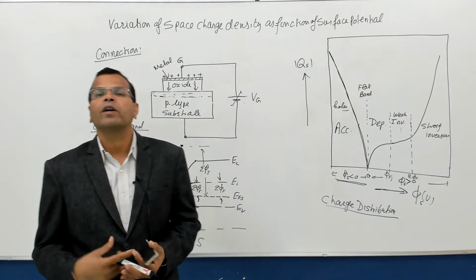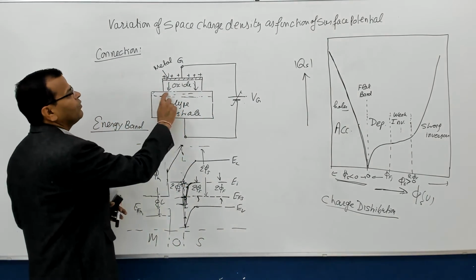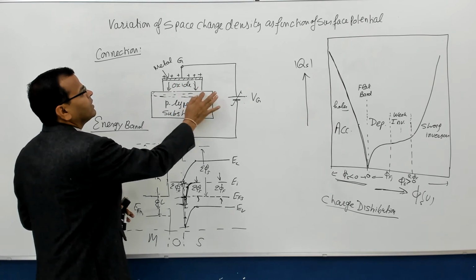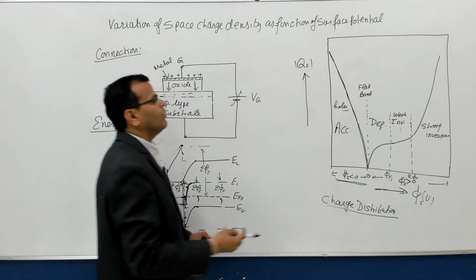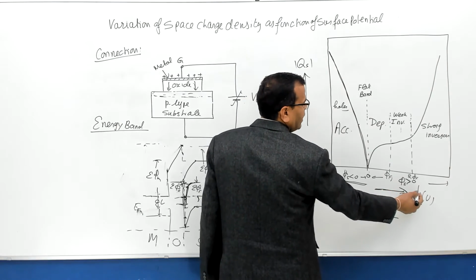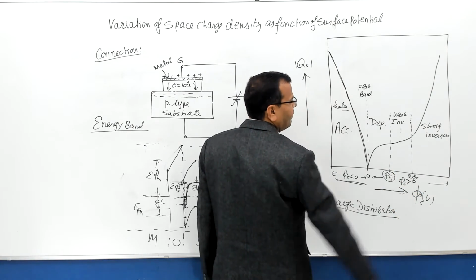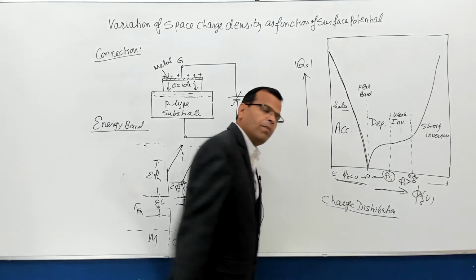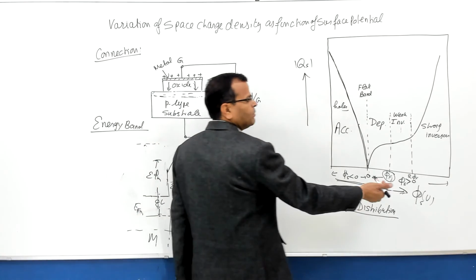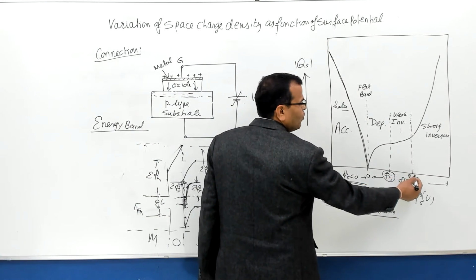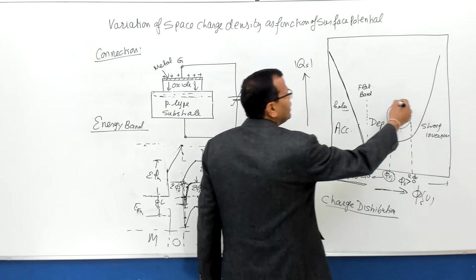When the concentration of electrons becomes more than the concentration of holes at the interface, that is known as inversion mode. So for phi s, that is surface potential, more than phi f, it is inversion mode. But what we assume, when phi s is between phi f and 2 phi f, that is known as weak inversion mode.